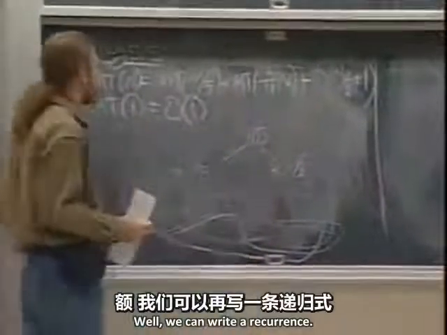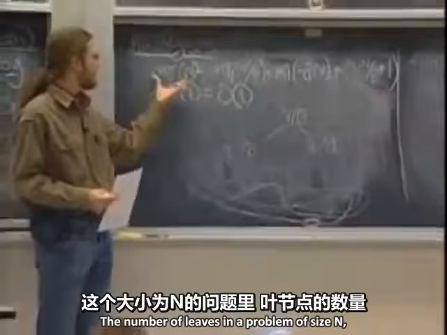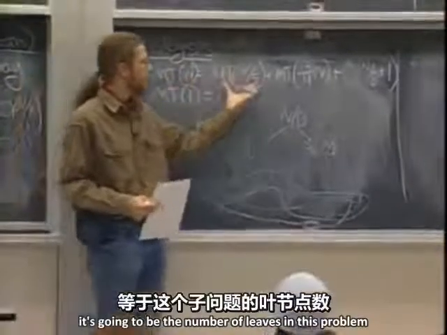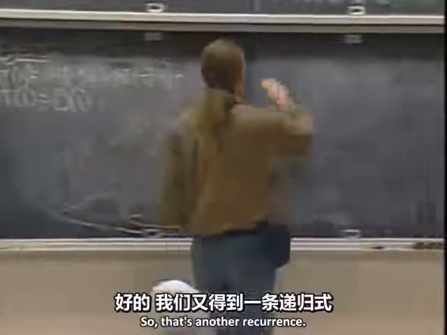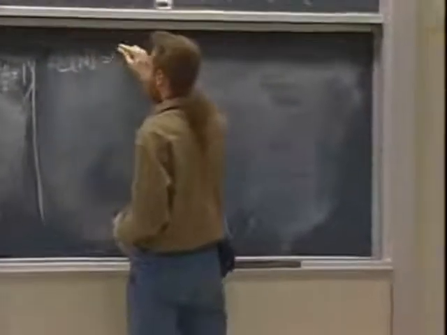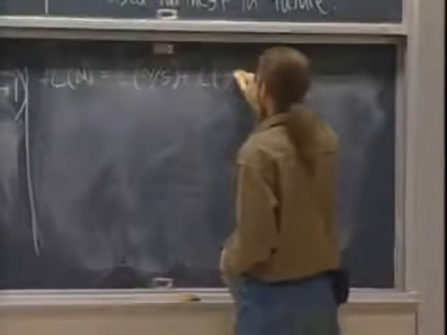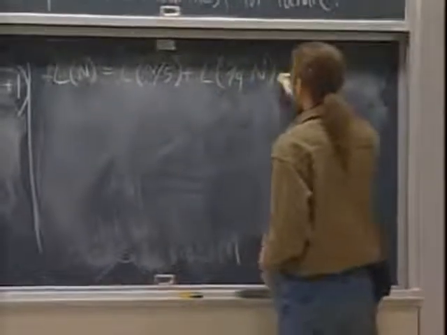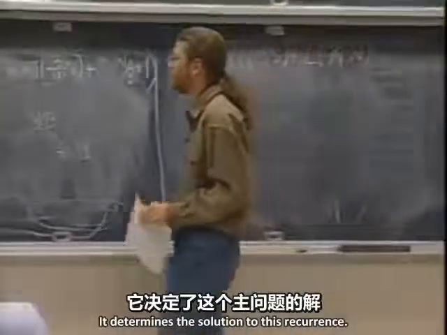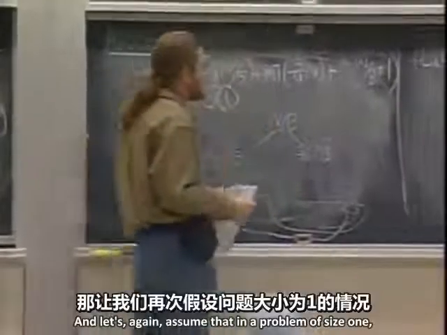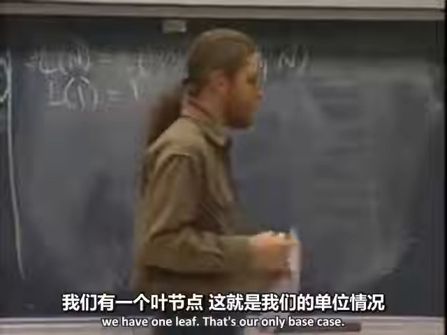Well, we can write a recurrence. The number of leaves in a problem of size n is going to be the number of leaves in this problem plus the number of leaves in this problem, plus 0. So that's another recurrence. Call this L of n. Now the base case is really relevant. It determines the solution to this recurrence. And let's again assume that in a problem of size 1, we have 1 leaf. That's our only base case.